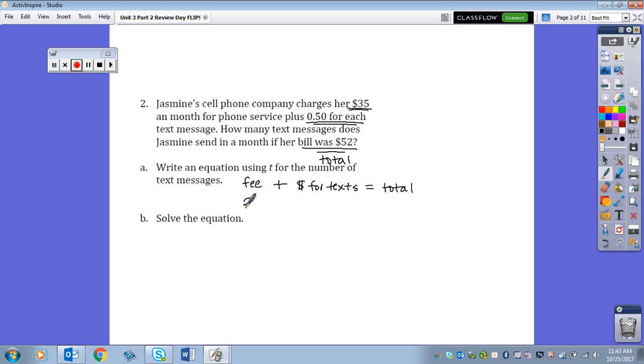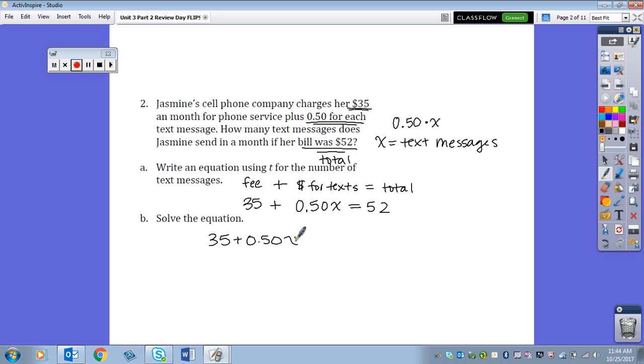Well, the fee is $35. We're not sure how much money she spends for text messages because we don't know the number of text messages. So X is the number of text messages. But if we did know what X was, we would find out how much she spent for the number of text messages by taking the 50 cents and multiplying it by how many of her messages she got. So we're going to add 50 cents times X, and that's going to equal the total of 52. So now that we've written that equation, we can take the equation and we can solve for the amount of text messages. So again, we use our commutative property to put the variable term first.